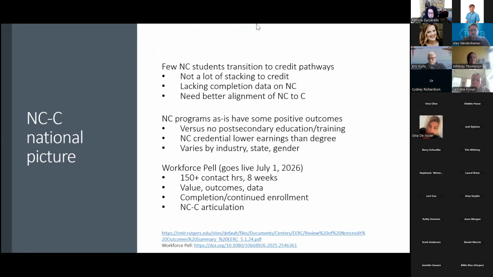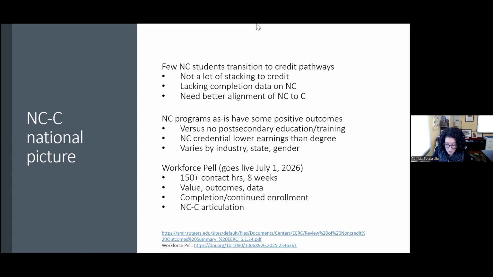So data tracking becomes a larger issue, but we also recognize that there is some need for better alignment. One of the other things coming out of the national data is that we know that non-credit programs as written have some really great positive outcomes for students. You do this work every day. This is probably not great news to many of you.